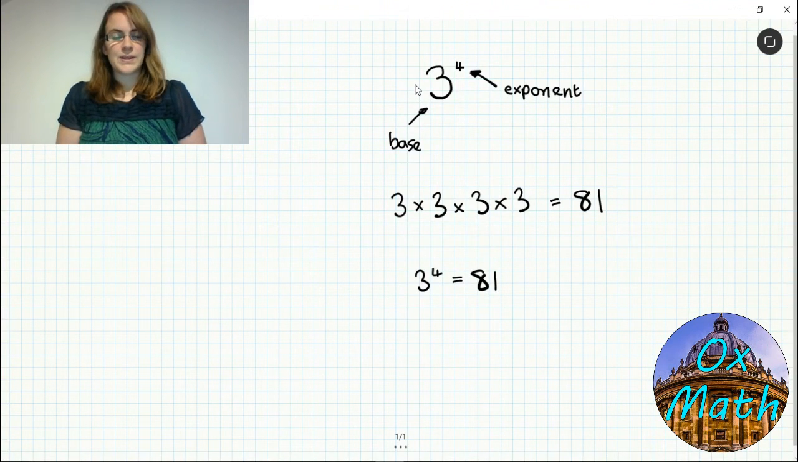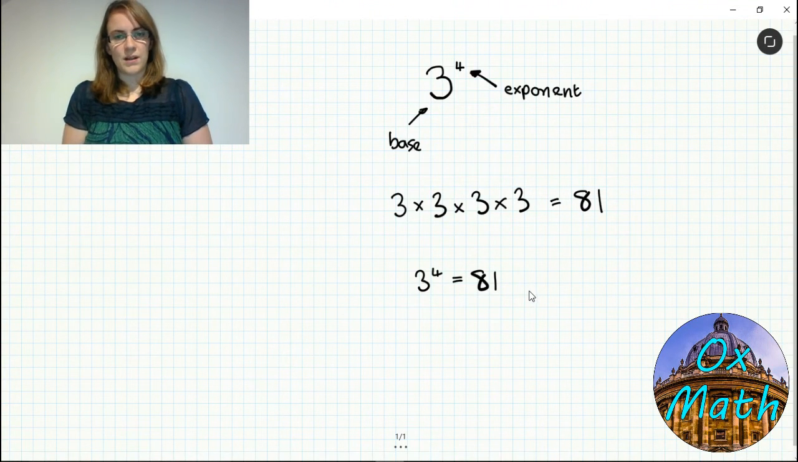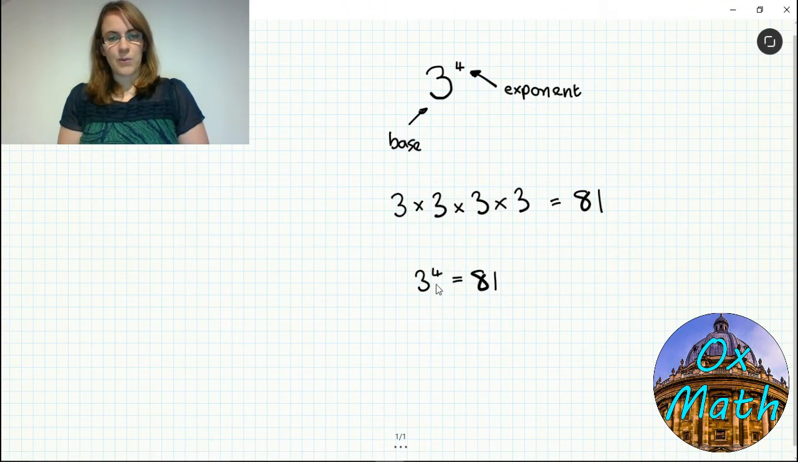Now, for this example, it's not that useful. 81 is easier to comprehend and makes more sense. But when you need to deal with extremely large numbers or algebra with lots of multiplication, powers are a very useful and succinct way of expressing what you need to do. So we would say 3 to the power of 4.